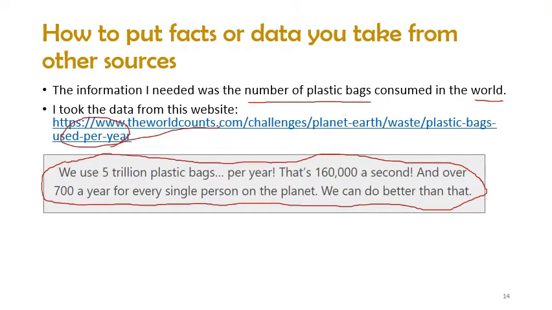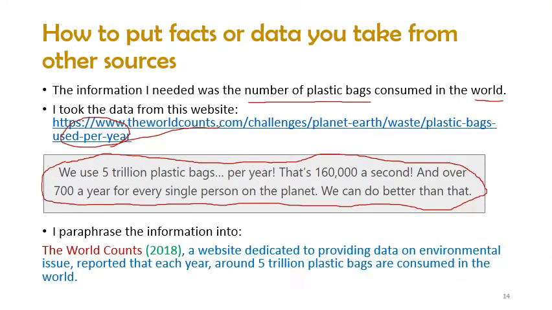Now, I paraphrase it into this one. First things first, as I have told you before, do not forget to mention the author of the information. So who wrote this? It just happens that in this website, the writer is not one person, so it's not a name of a person, but an organization and website called The World Count. So what I write here is the author: The World Count. After that, this information happens to be written in 2018, so I write it here, 2018. And then after that, I give the information that I already paraphrased in my own words. I hope that is clear for you all.